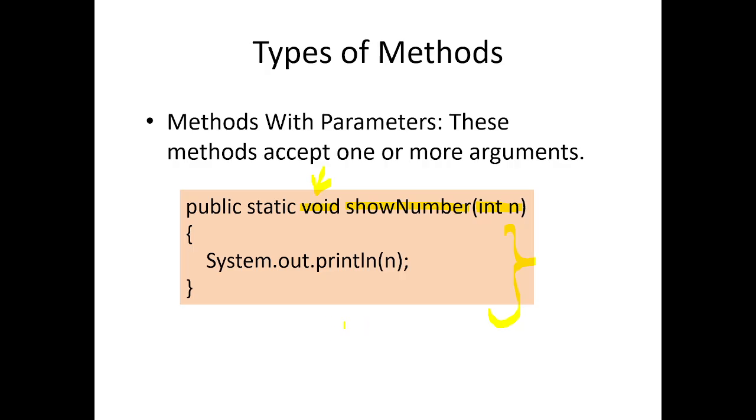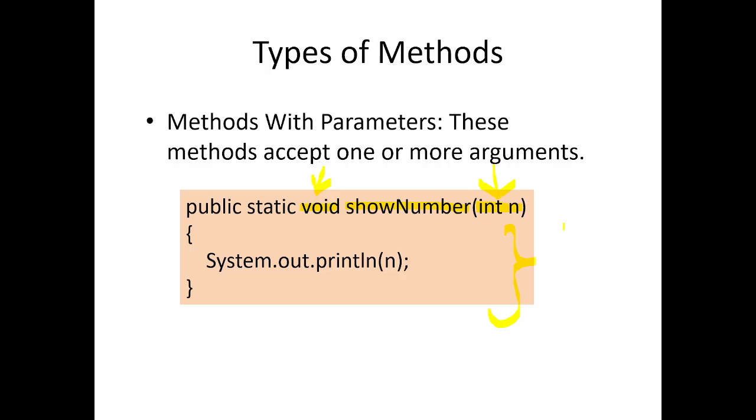Okay, so this is the one involved with the arguments. If you can see in this current example, we have int n, so there is only one argument. This argument is not limited to one. You can have more than one argument, such as 2 arguments, 3 arguments, and so on.